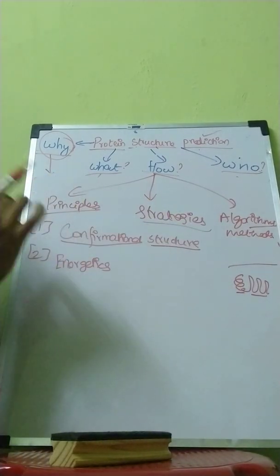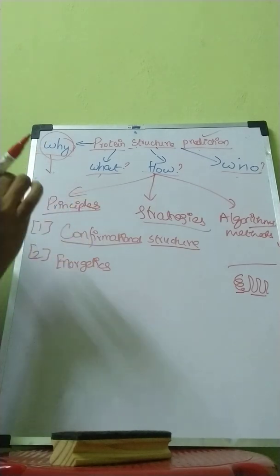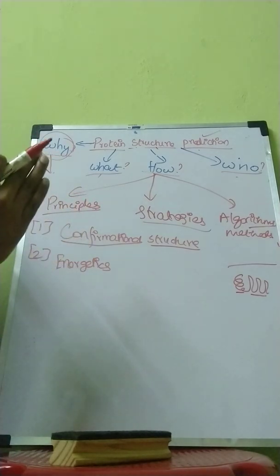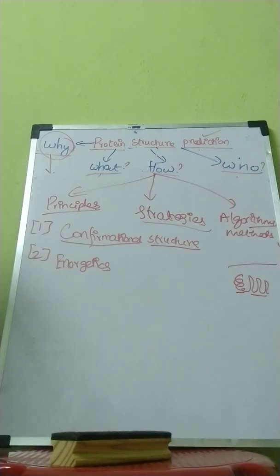If you know that law, you will be able to apply it to any new protein, and the structure can be predicted or deciphered. That is the first principle.